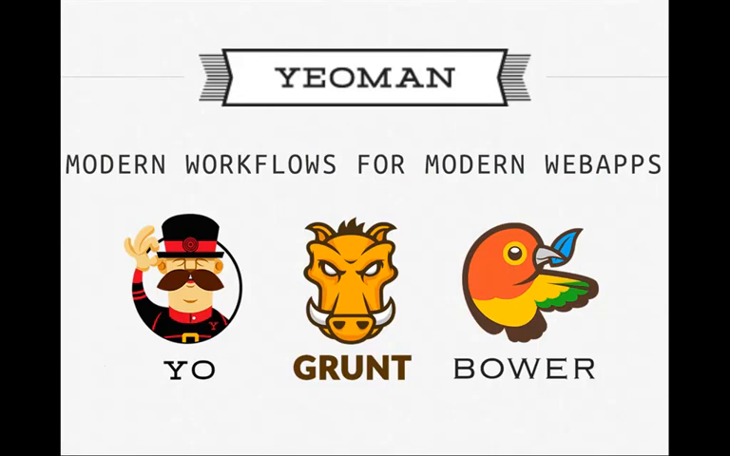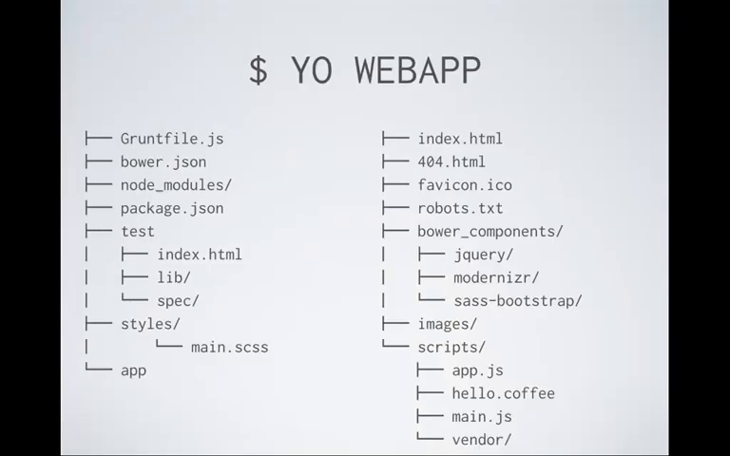So Yeoman is a yet higher order, yet more abstracted tool that does the web app scaffolding that lets you just put all the pieces in place to begin developing using these packages, right? So if I were to type yo webapp, this is what I would get. I'd get a Gruntfile, I'd get a bower.json, and I'd get a package.json in the root directory and in what would be the root of the repo.